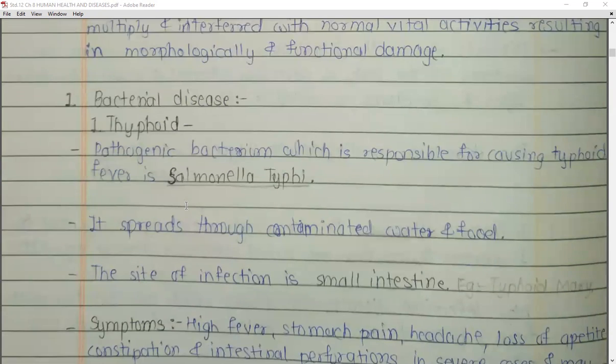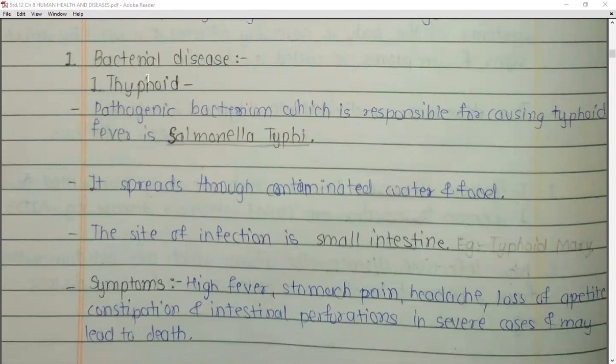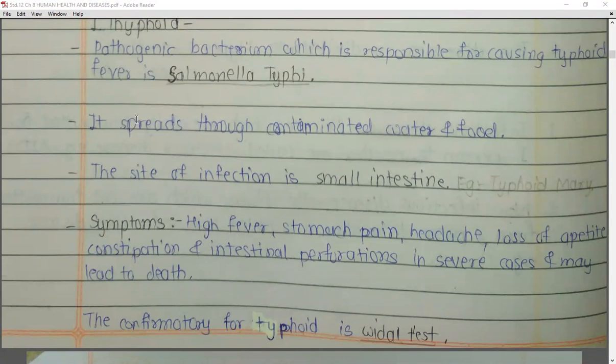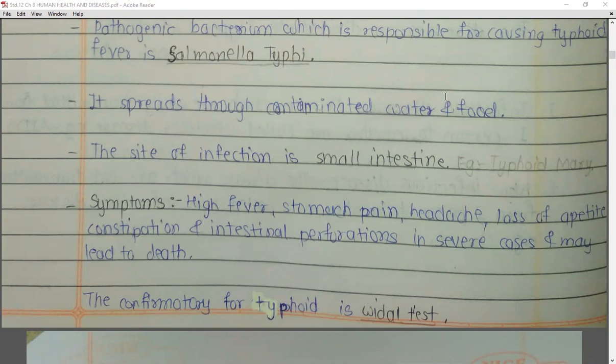Now first we are going to see the bacterial disease or the bacterial infection, right? In the bacterial diseases, first is typhoid, right? You might already know about typhoid. The pathogenic bacterium which is responsible for causing typhoid fever is Salmonella typhi. So this is a bacteria, and Salmonella typhi is responsible for causing typhoid. It is spread through contaminated water and food. Salmonella typhi uses water and food as a medium through which it spreads and causes typhoid. The site of infection is the small intestine.